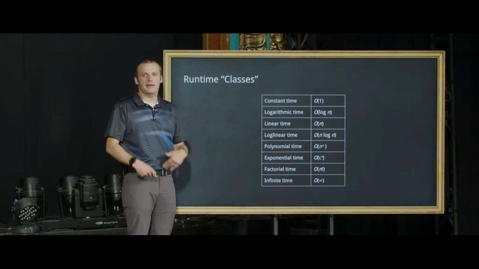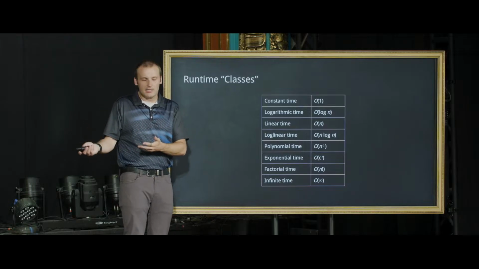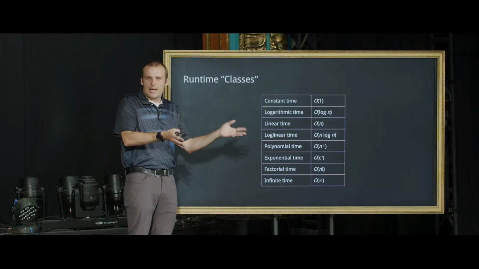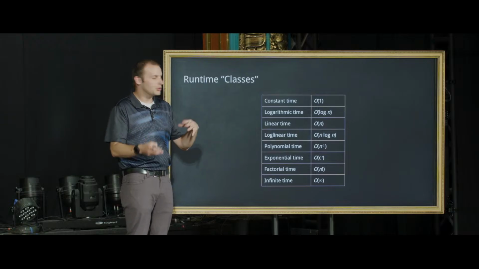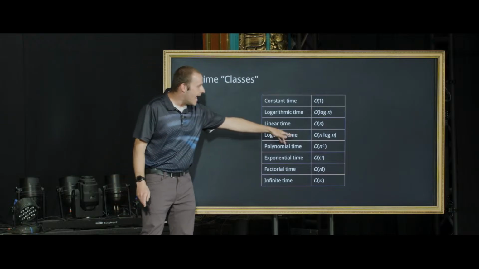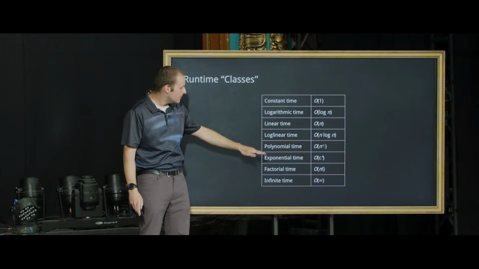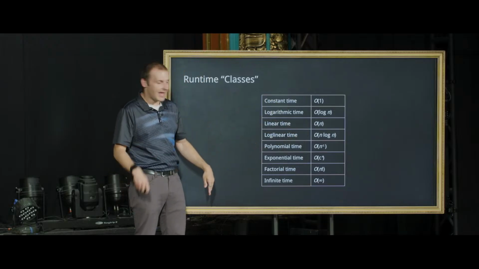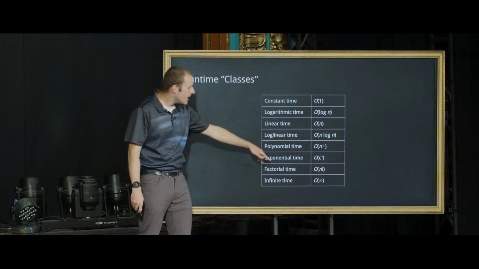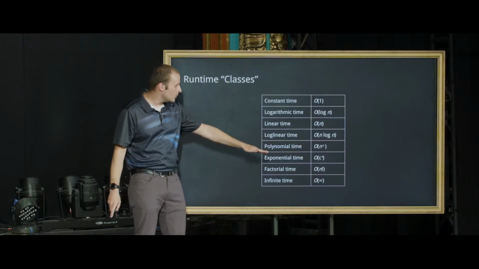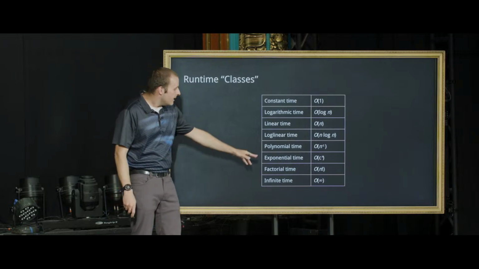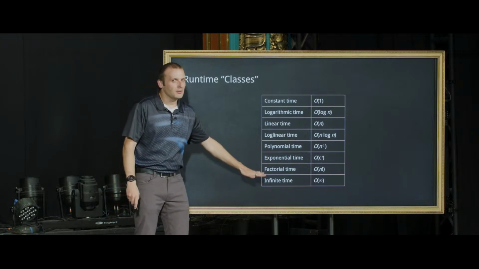So linear time, if it's 1,000 size data, it will take 1,000 steps. Again, maybe differing by a constant factor or a lower order term. Log linear time is n log n. We'll see a couple of examples of algorithms of that later on. Polynomial time, n to some factor, so n squared, n cubed, for example, would be polynomial time. Exponential time, now we're starting to get real bad.